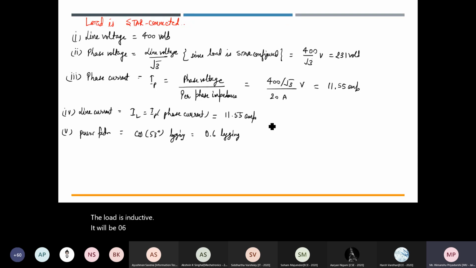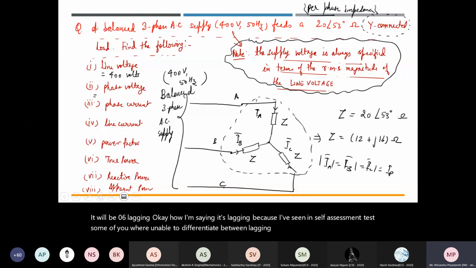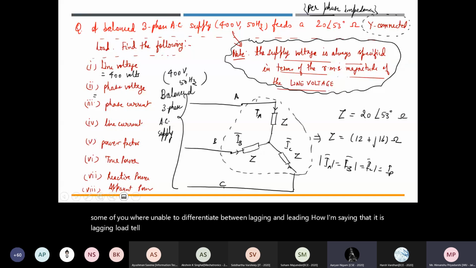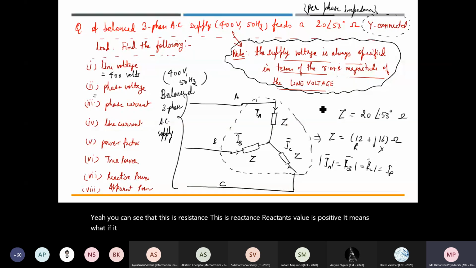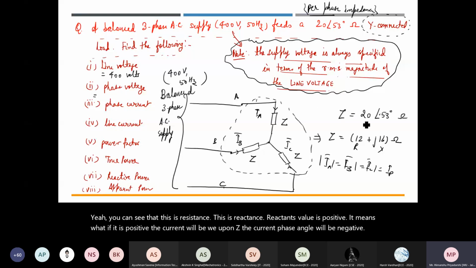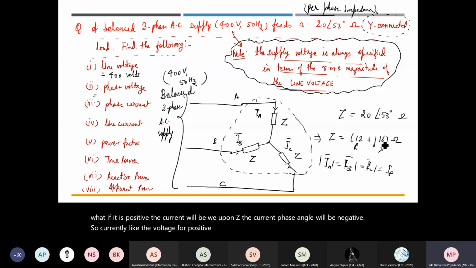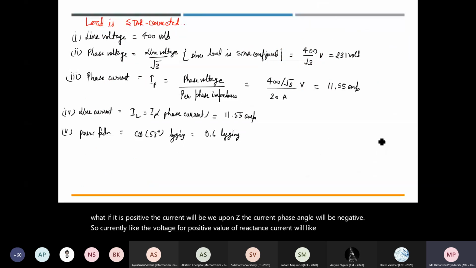Okay. How am I saying it's lagging? Because I have seen in the self-assessment test some of you were unable to differentiate between lagging and leading. How am I saying that it is a lagging load? Tell me. Sir, its value is positive. Yeah, you can see that this is resistance, this is reactance. Reactance value is positive. It means what? If it is positive, the current will be V upon Z, so the current phase angle will be negative. So current will lag the voltage. For a positive value of reactance, current will lag the voltage, and that's why we say lagging. Okay.